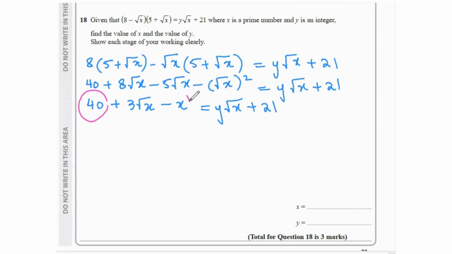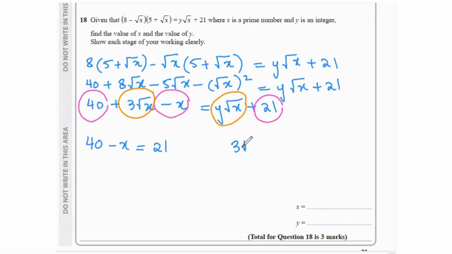So 40 minus x is the same as 21. 3 root x is the same as y root x. So 40 minus x equals 21 and 3 root x equals y root x. That clearly shows that y equals 3 and x is going to equal 19. And as you can see, the question said that x is a prime number, so it's a prime number, and y is an integer, y is also an integer. So that meets our conditions.